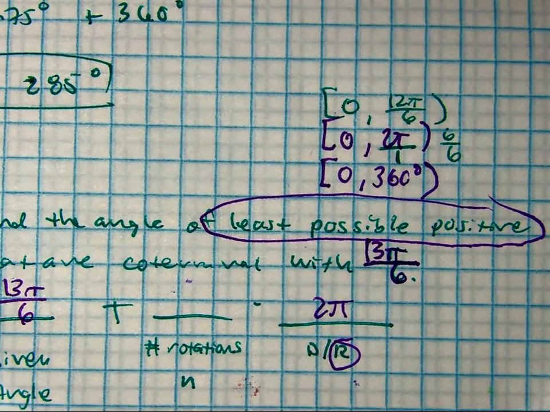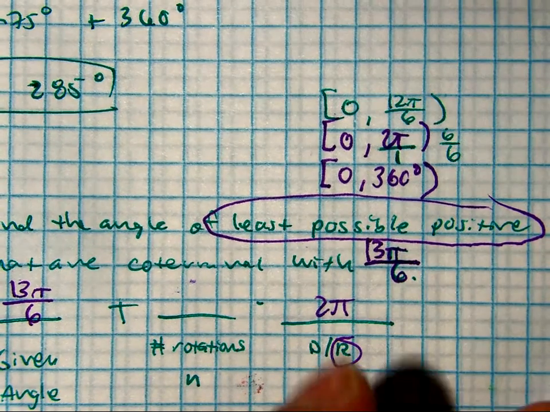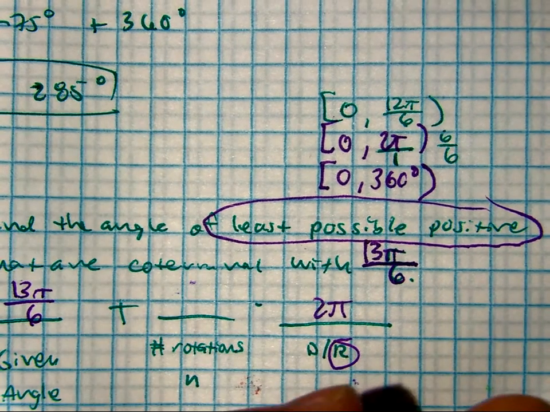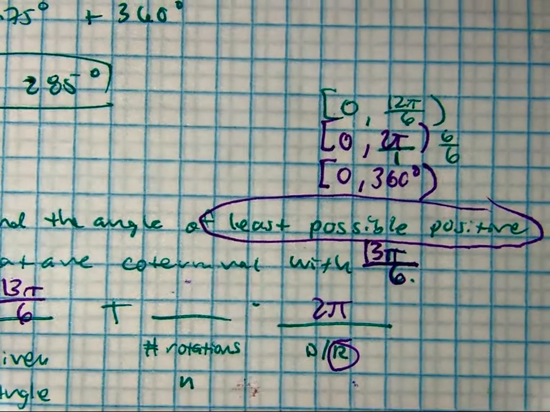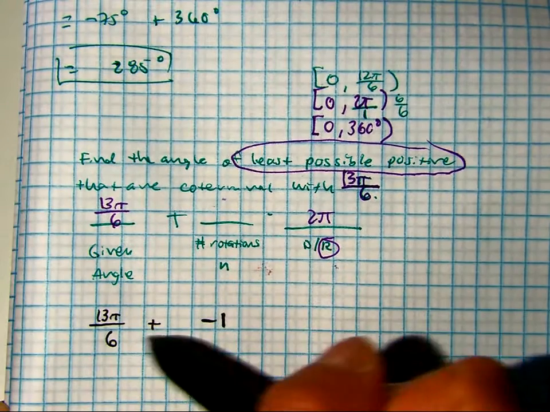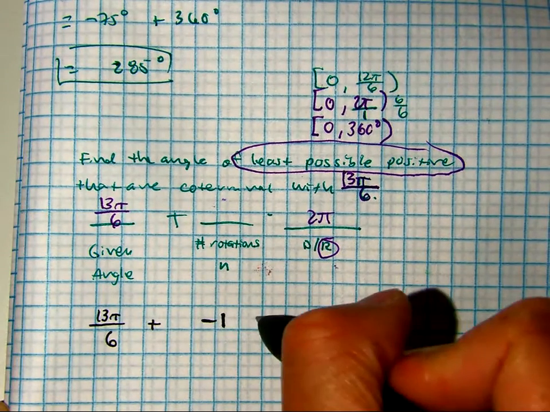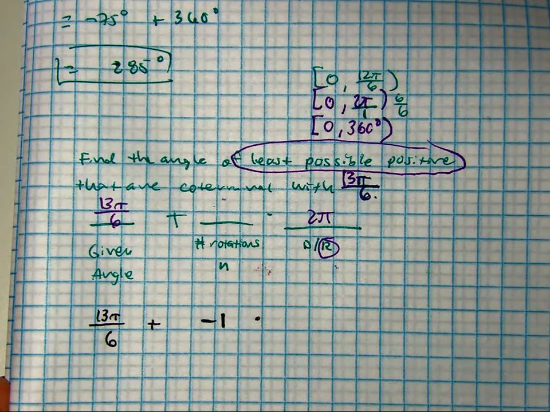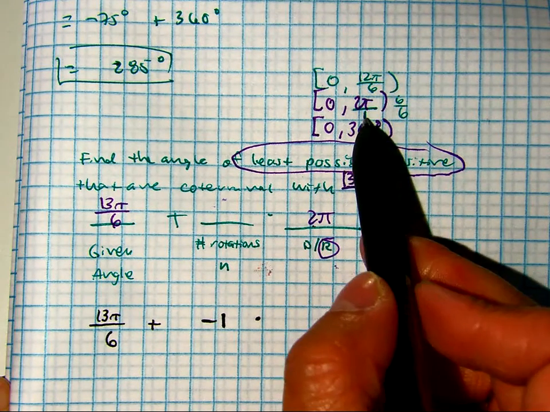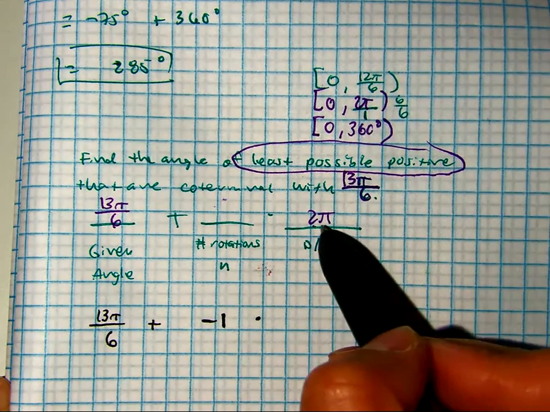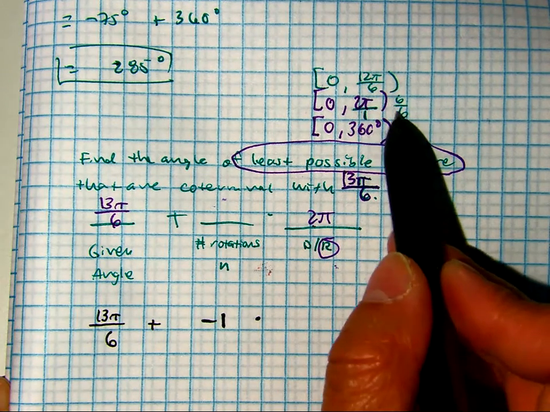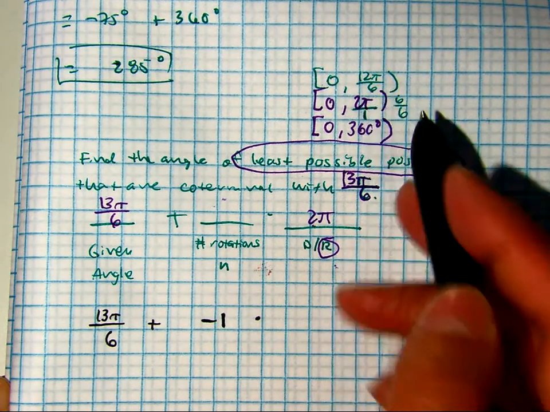plus, how many rotations do you think we're going to have to do? Positive or negative? Negative. So we have 13 pi over 6. We're going to do a -1 rotation. And basically we're converting this to pi, which we already did, to give you an idea that this is 2 pi over 1. We multiply it by 6 over 6, and we did that so that we can get an equivalent fraction of 12 pi over 6.